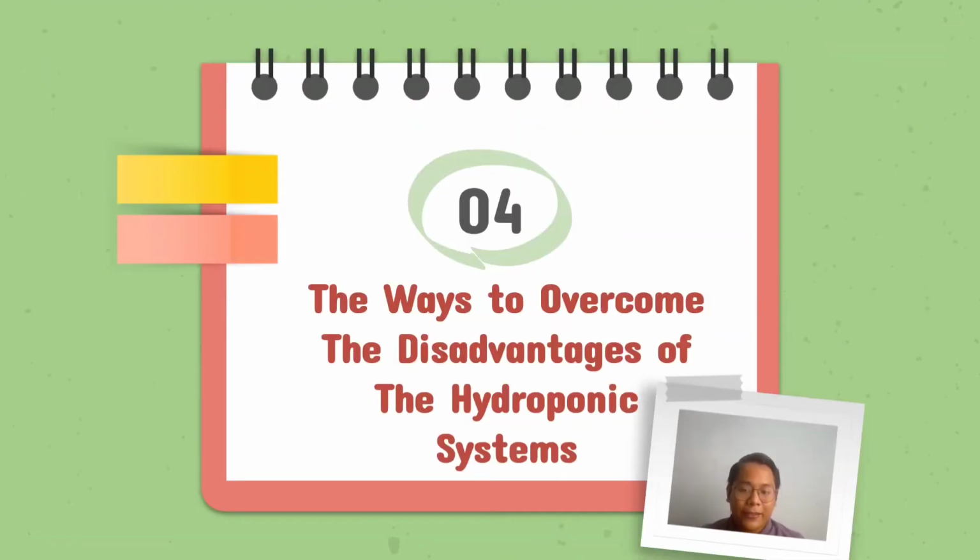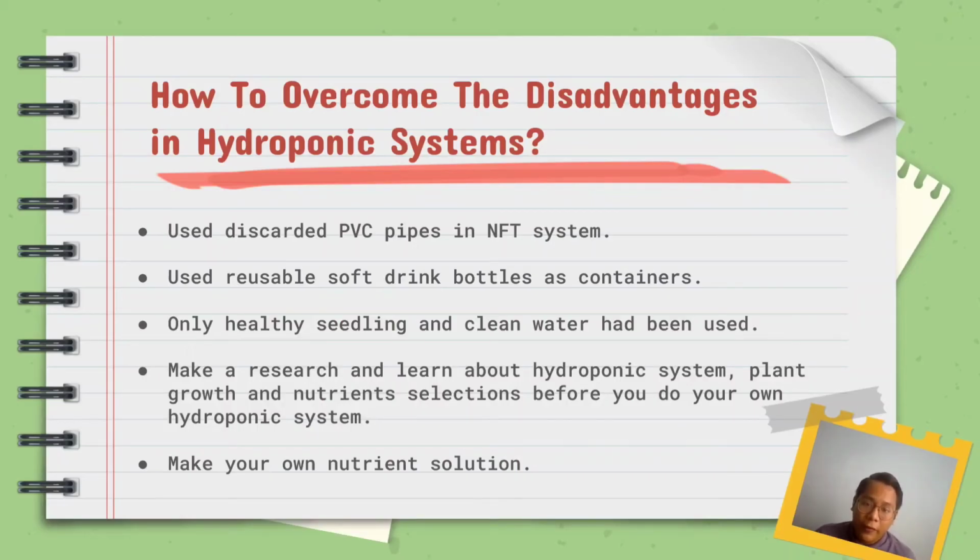For the last content of my topic for today, the ways to overcome the disadvantages of the hydroponic system. The first way to overcome these disadvantages in the hydroponic system is to use discarded PVC pipes in an NFT system.